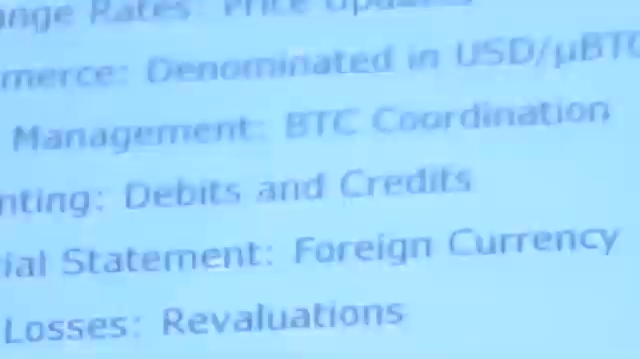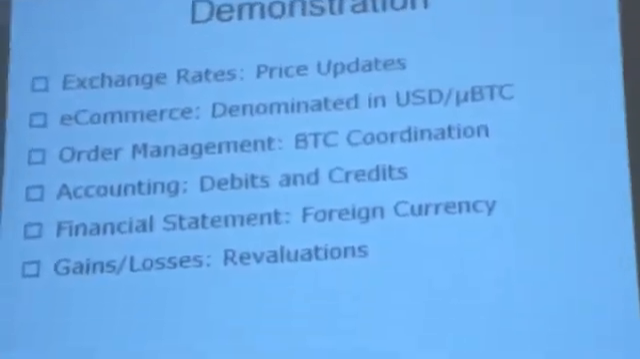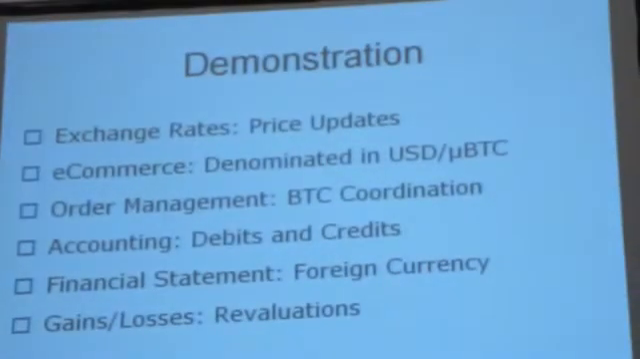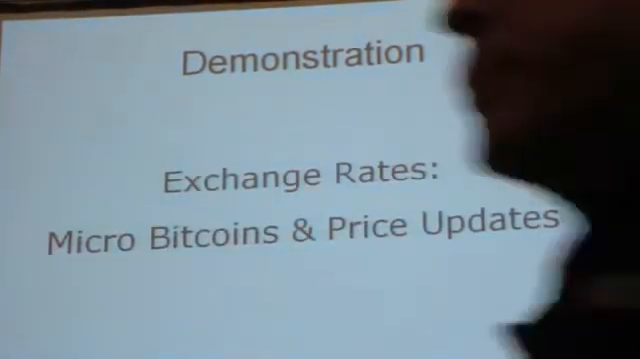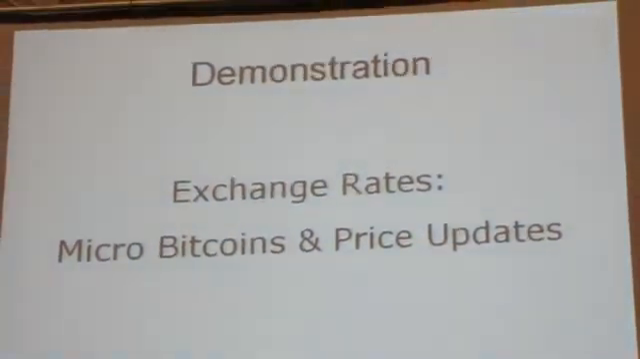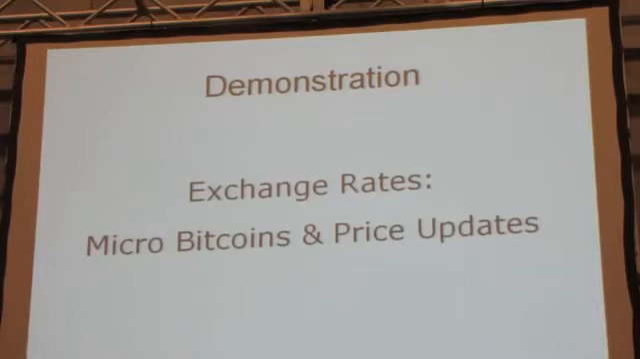The demonstration, in order to work in a financial system, there's a number of things that need to come together, and I'm going to illustrate each one of these things. So let me just step through it. First thing we're going to do is we're going to talk about the exchange rates, right? It's going to be treated as foreign currency. We're going to talk about this, and I'm going to talk about it in the context of micro Bitcoins and price updates.